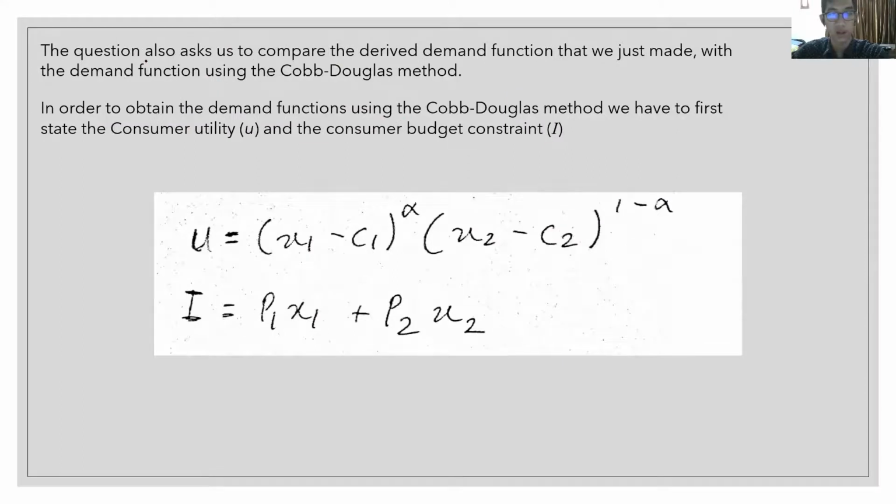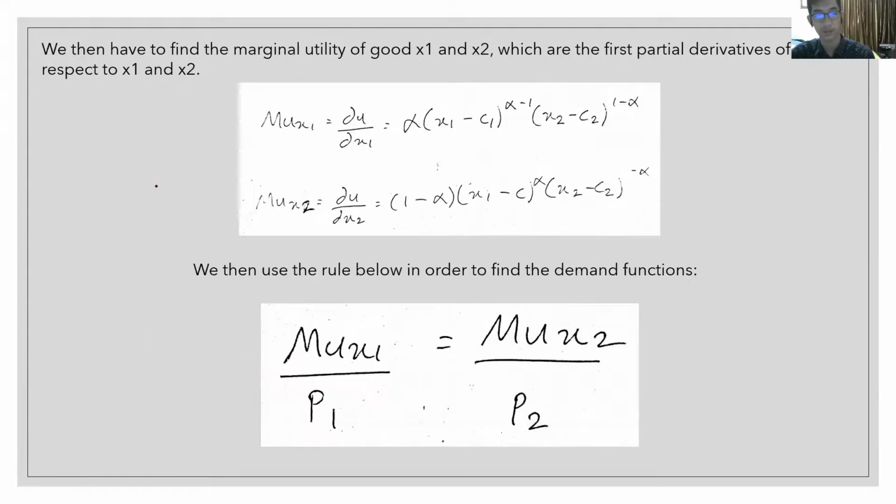Okay, the question also asks us to compare this demand function with the Cobb-Douglas method. In order to find the demand function from the Cobb-Douglas method, we need to state the consumer utility and also the consumer budget constraint, which I've listed out right here.